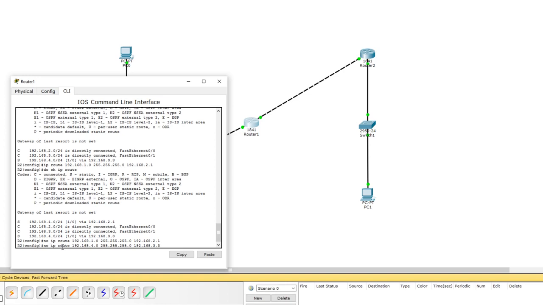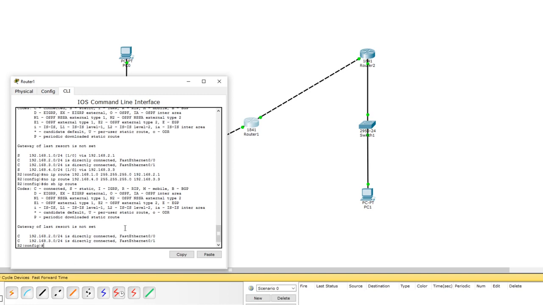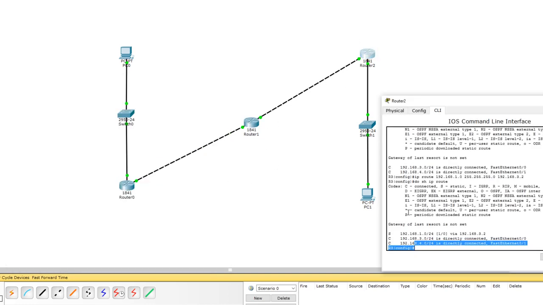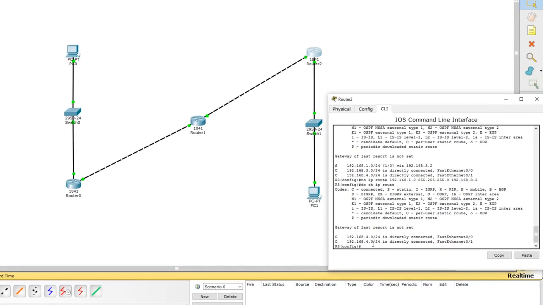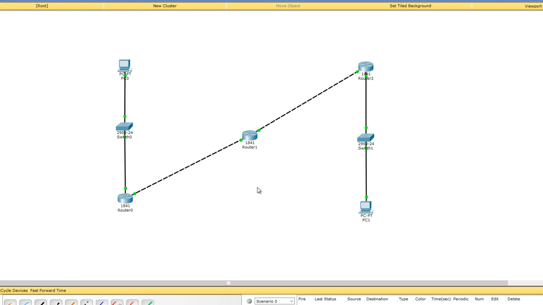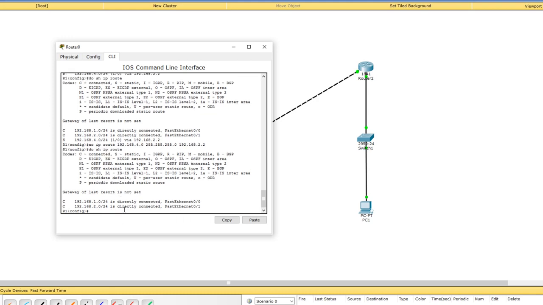If you press Control A from the end of the line, my cursor is at the end, I do Control A, it jumps to the start, and I say no, and I hit enter, it removes. So if I do show IP route now, it is removed. Similarly, I'm going to do that here. I'm going to say no. So what I've technically done now, do show IP route, is remove the static route that we did in router 2, and I have removed the static route that we had in router 1. So right, there's no static route.